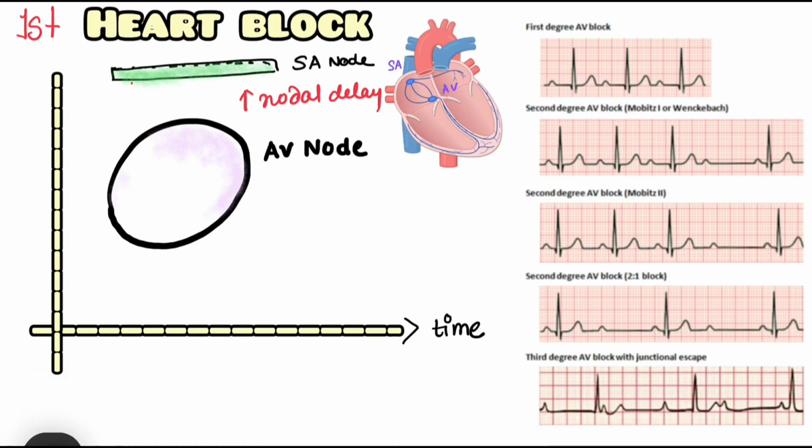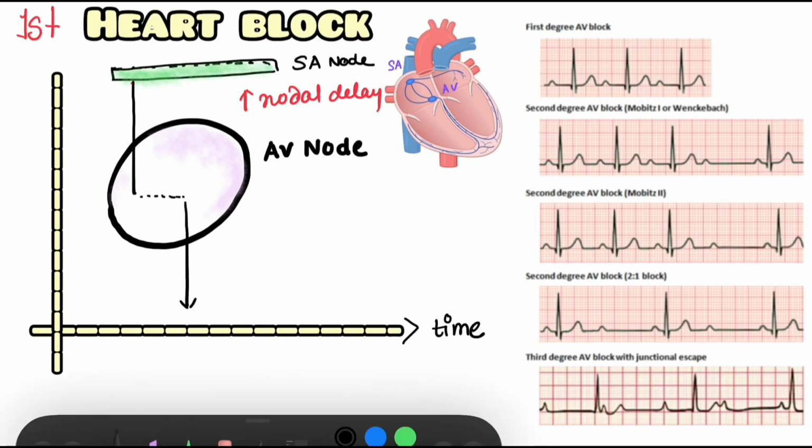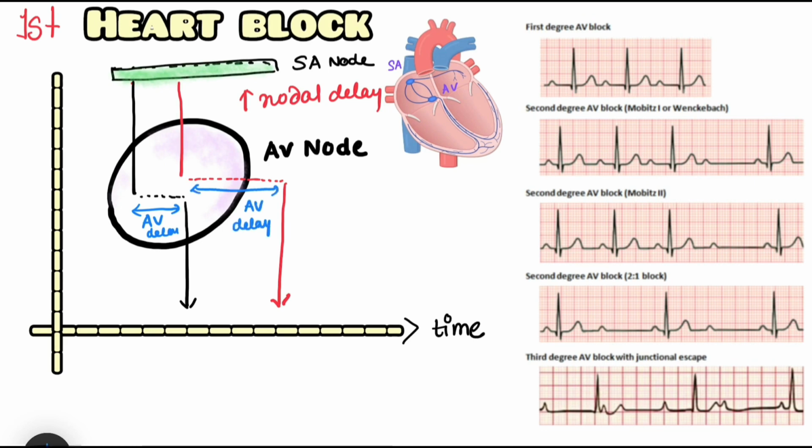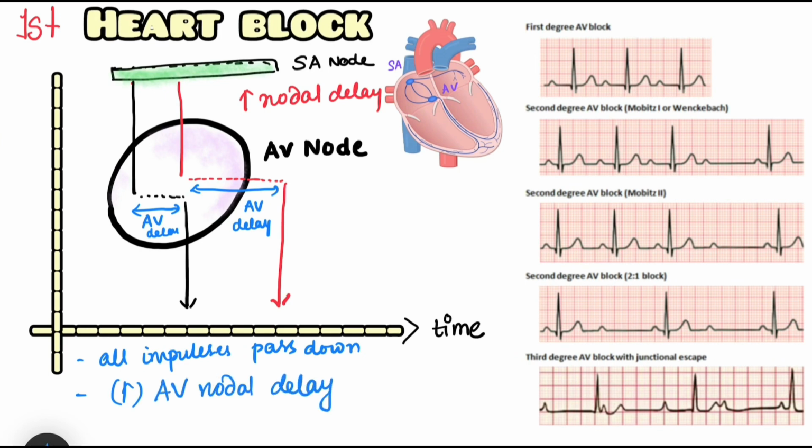Right. So basically what happens, suppose this is a normal function of the heart where you have a particular AV nodal delay. On the other hand, you have the first degree heart block when the AV nodal delay is increased. So basically over here, this is the AV nodal delay and this is the AV delay in heart block. So increased AV delay in case of first degree heart block. So the points to be remembered is that all impulses pass down to the ventricles, but there is increased AV nodal delay.